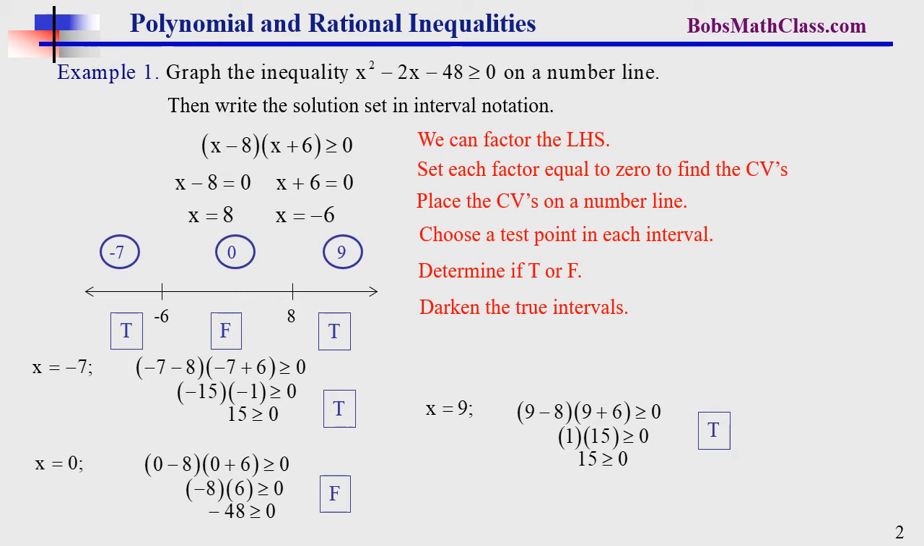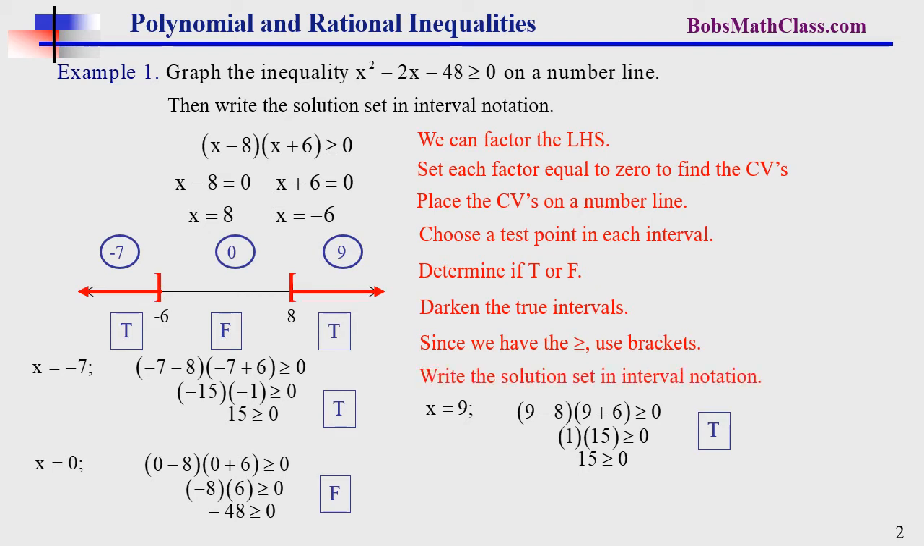All right, let's shade the true intervals. So shade to the left of -6 and greater than 8. Now we're going to use brackets or parentheses. Right, we're going to use brackets since we have the equals. And now write that in interval notation and we're all done. And so there's our answer, -infinity to -6, brackets, union, 8 to infinity, brackets on the 8, brackets on the -6. Infinity always has parentheses, right?